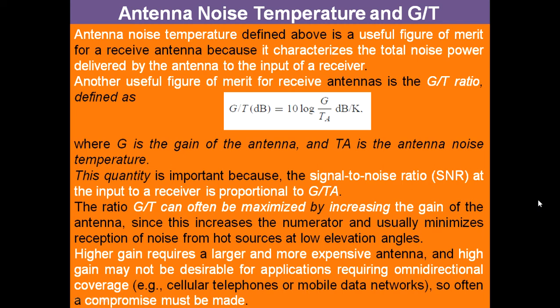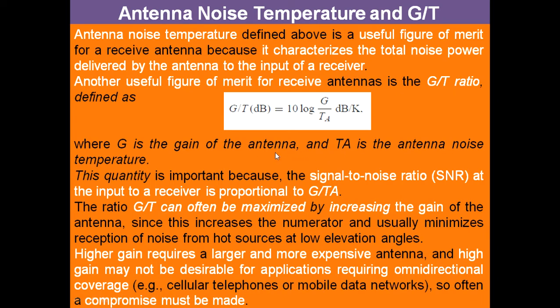So with respect to the antenna noise temperature, today we are going to see the gain-to-temperature ratio, which is another figure of merit to study the receiver antenna characteristics. The formula is given as gain by temperature. It is measured in decibels and is given by 10 log G by TA, and the unit is decibel per Kelvin, where G is the gain of the antenna and TA is the antenna noise temperature.